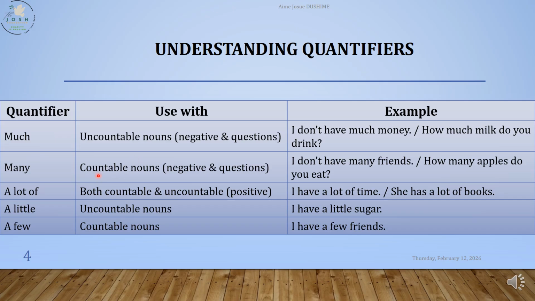When we get into the use of many, we use many for countable nouns. Remember, we have learned uncountable nouns and countable nouns. Uncountable nouns are nouns we cannot count. And countable nouns are nouns which we can count, like 1, 2, 3, 4. We use much and many in negatives and questions. This is very important.